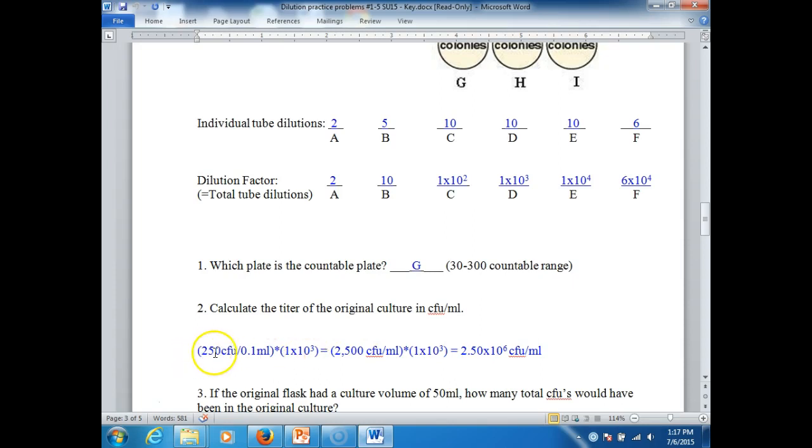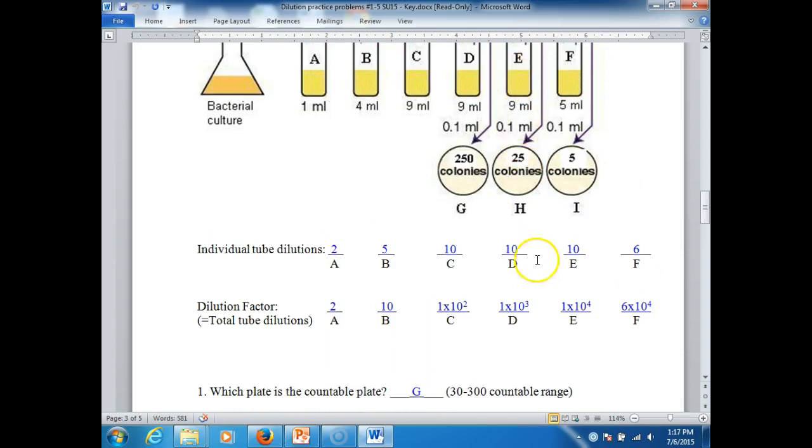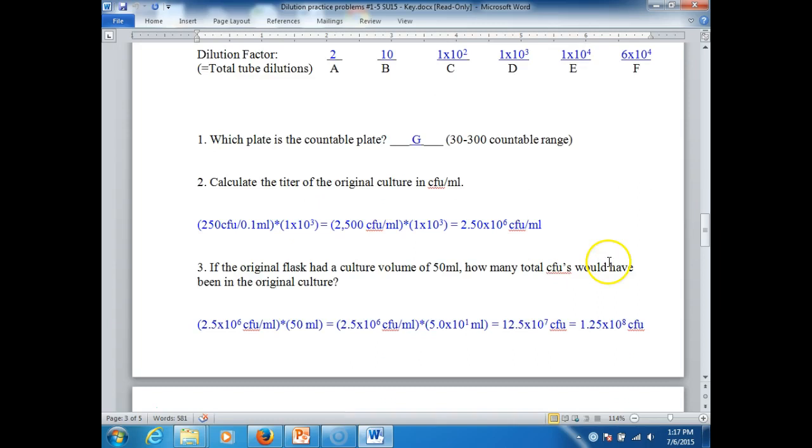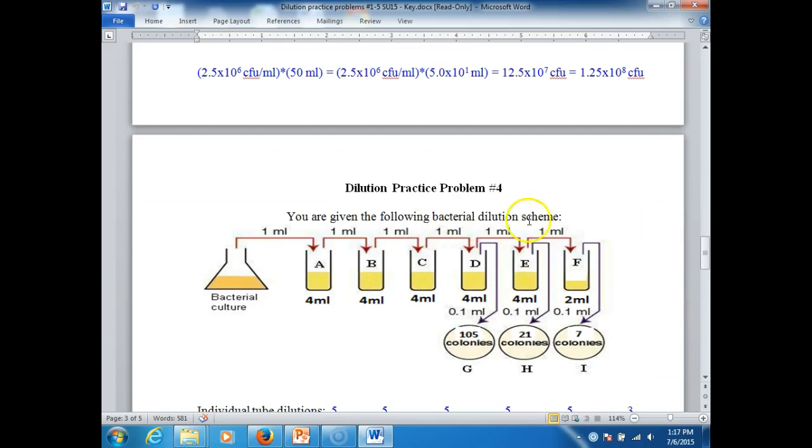Make sure you have the colony count, right? The volume, and the dilution factor of the tube it came from. Had anyone not checked their math before? Okay. Do you guys feel pretty comfortable on this? Not so hard? Okay. These were all pretty easy examples. They were all 1 milliliters.